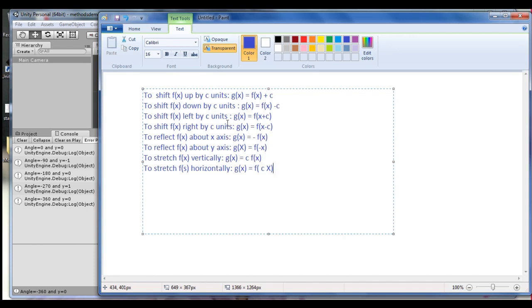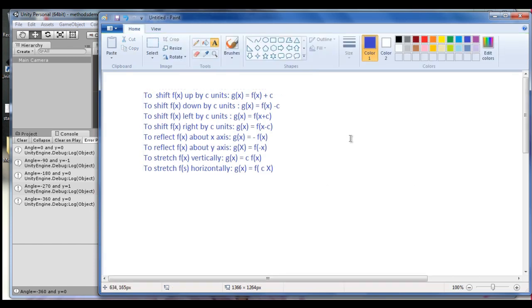So these are the few useful functions which help us to do a lot of stuff while working with movement of the objects in code. Please note down this one.